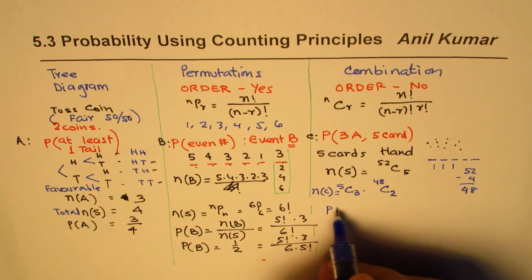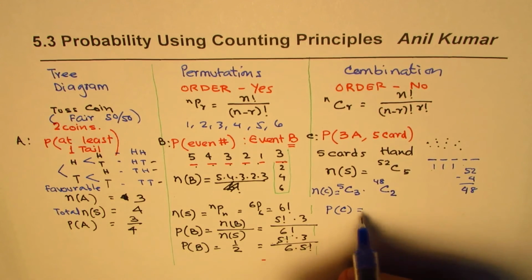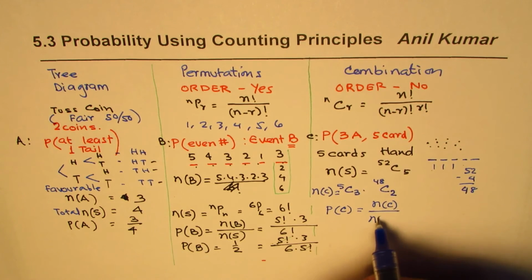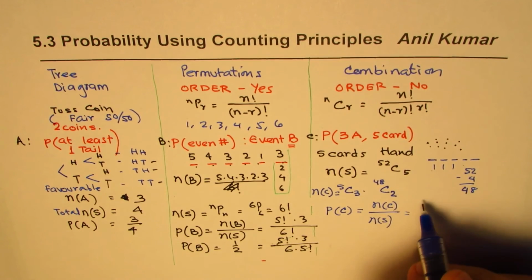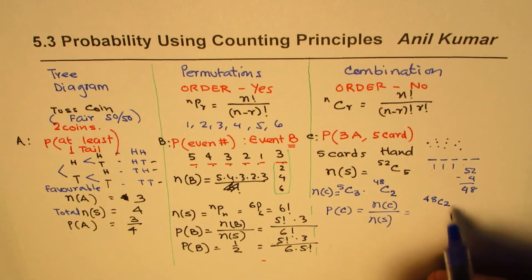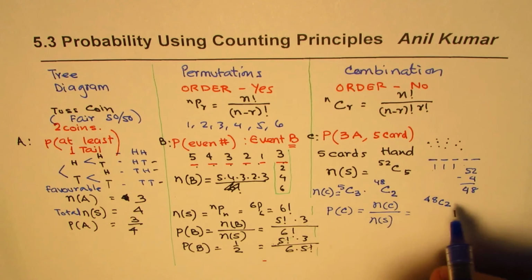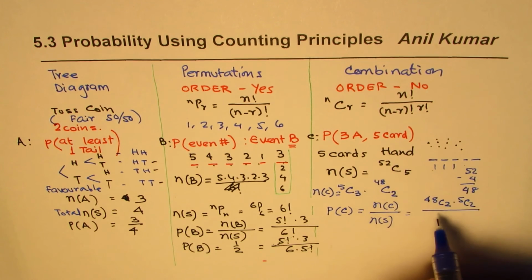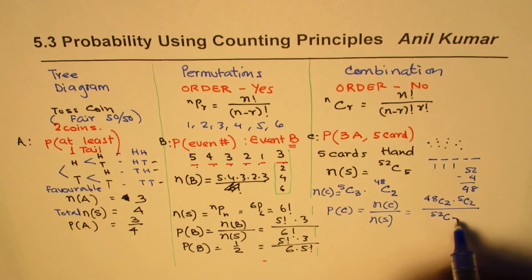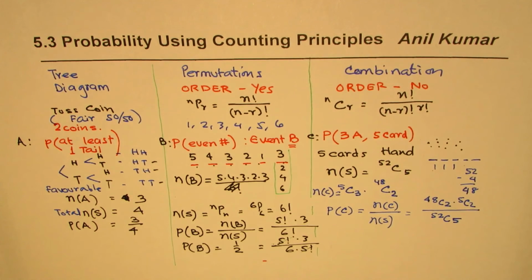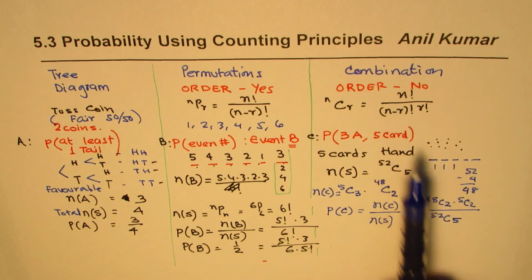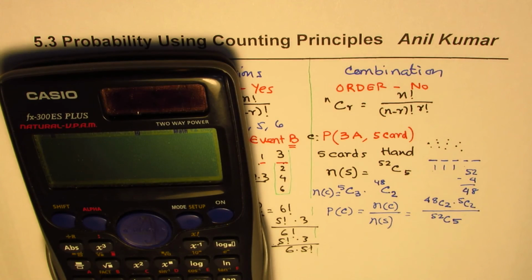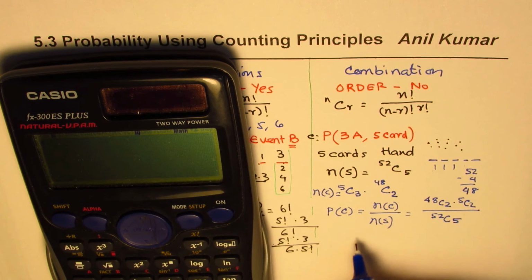So the probability of event C is really the ratio of favorable to total, right? Which is 48C2 times 5C3. I've changed the order, but it doesn't really matter, divided by 52C5, correct? You selected 5 of them. You can apply this formula here and find the answer. You could use a calculator. There are so many different ways to find this particular answer.